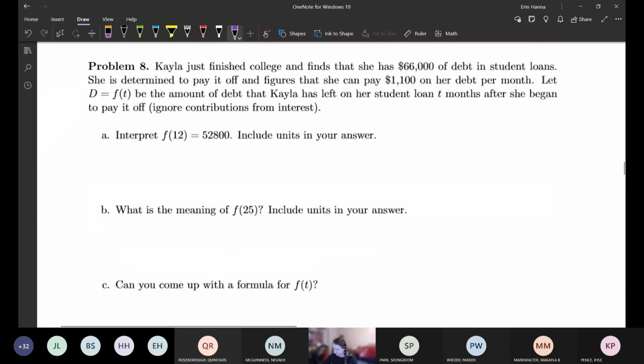There we go. So something everyone wants to think about, student debt. Kayla just finished college and finds that she has $66,000 of debt in student loans. Determined to pay it off, she figures she can pay $1,100, good for her, on her debt per month. Let D equals f of t be the amount of debt that Kayla has on her student loan t months after she began to pay it off.